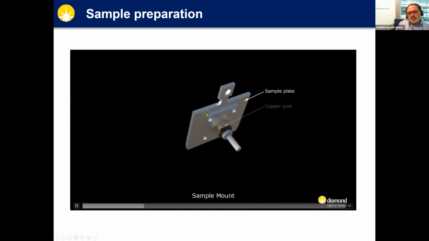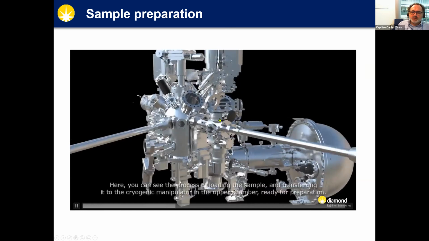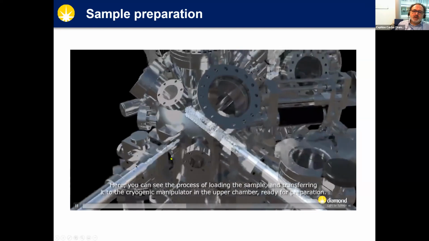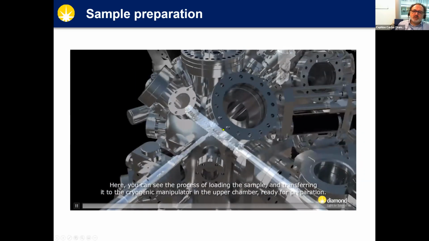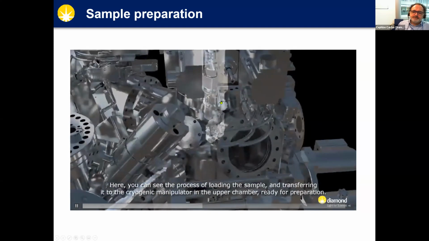We take a sample plate, we put a copper post, we glue the sample here, the black part here, and we glue a ceramic post. And this is done in air, or in some cases in a glove box. And then we take this element and put it in the load lock chamber, close it, pump it, and then transfer it from one chamber to the main manipulator, which is this one here.